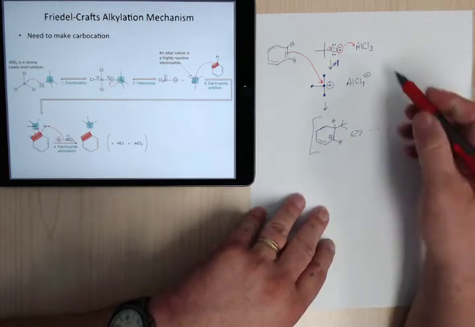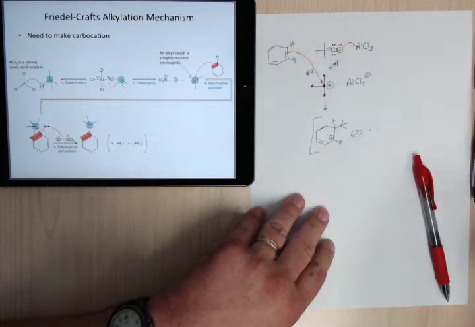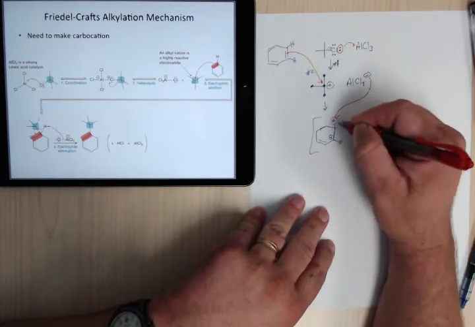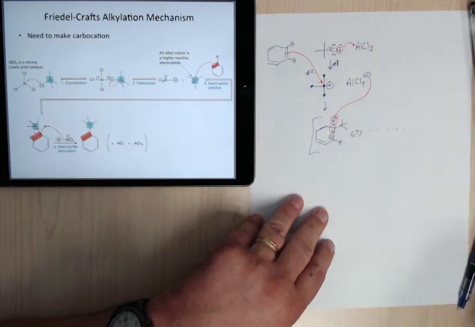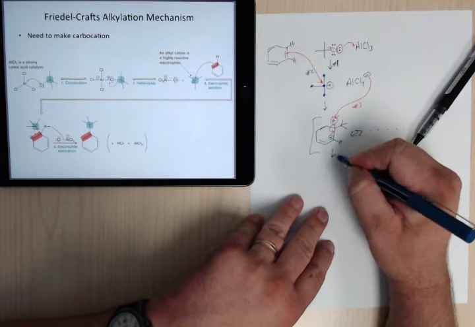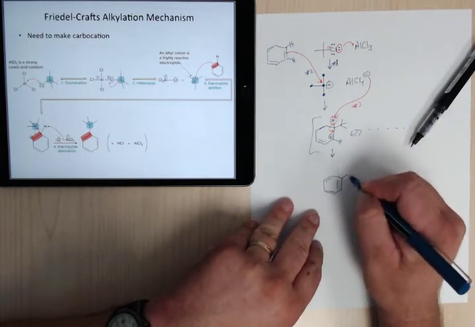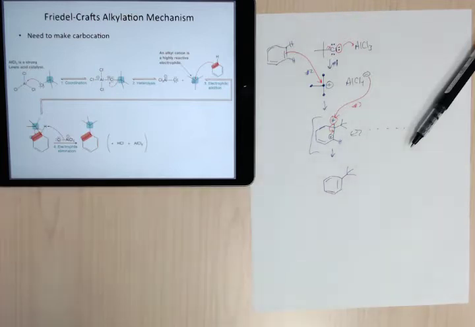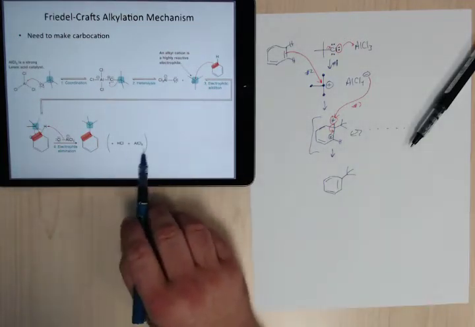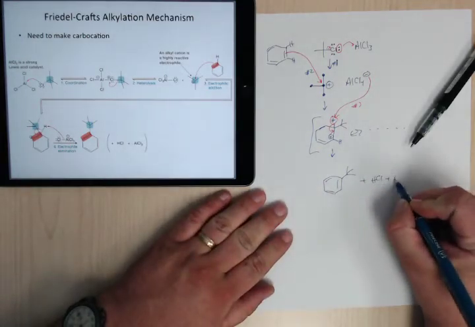Step 3, right? So this is step 2. Step 3 is this attacking, this grabbing, acting like a base, grabbing that hydrogen, and those collapse down. So number 3. No problems, right? It's the same mechanism we had with the other side. And then you regenerate your catalyst plus HCl plus AlCl3.